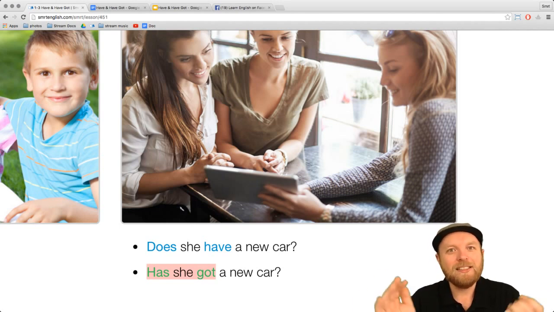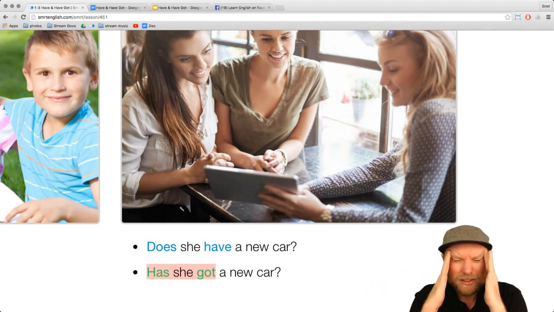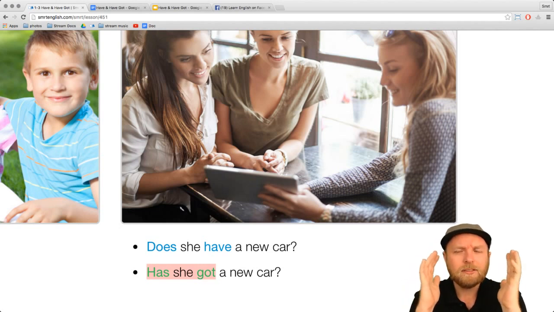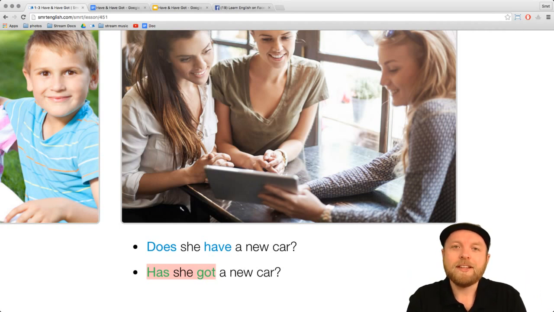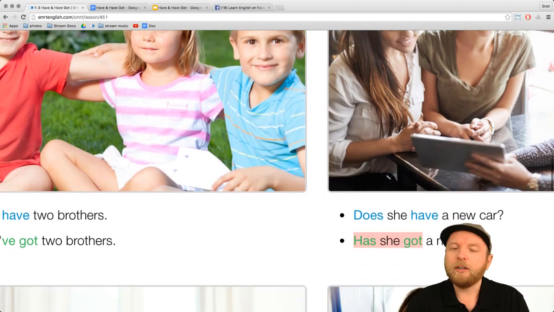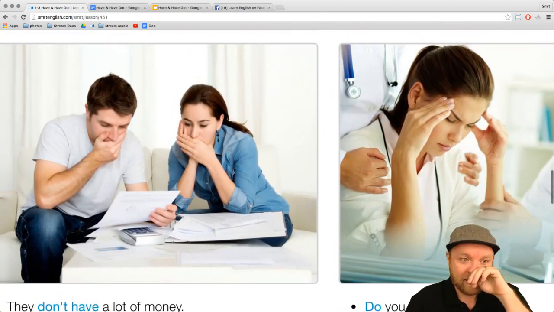Understand the difference? This is the problem for my students, they're so confused, right? Yes, I do. Yes, I have. Have got, have is the helping verb. Let's look at some more examples. Don't worry, we're going to practice this.